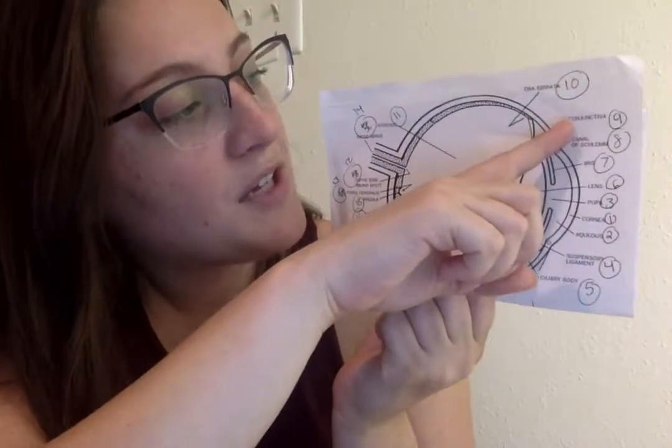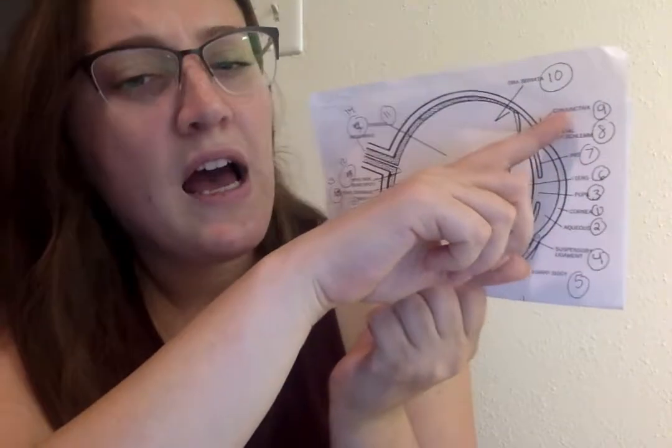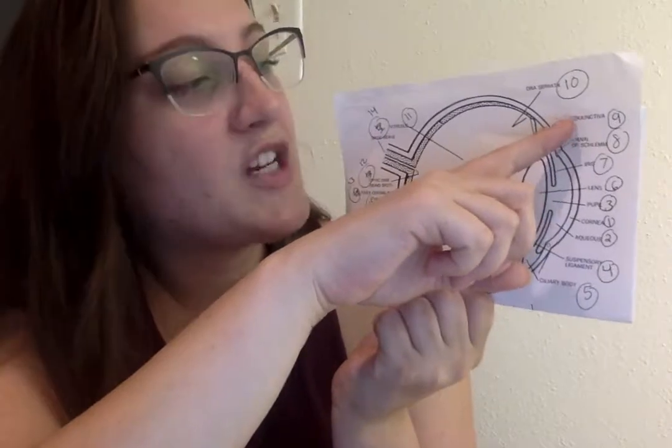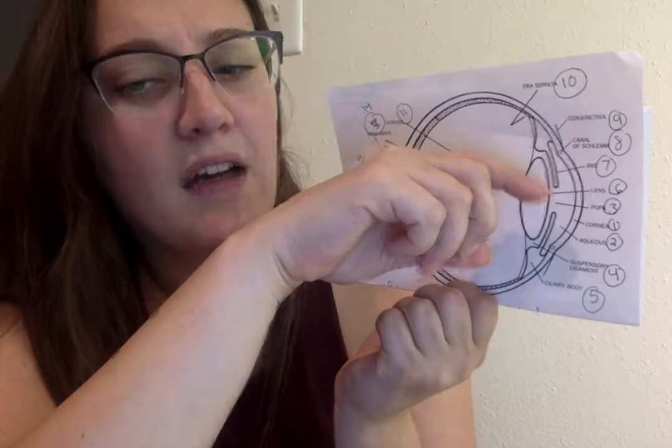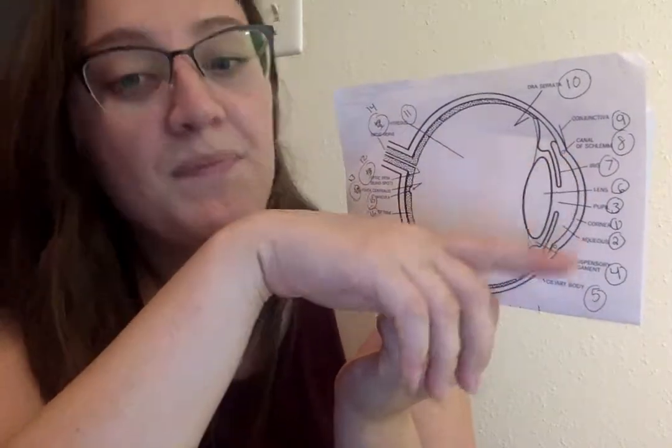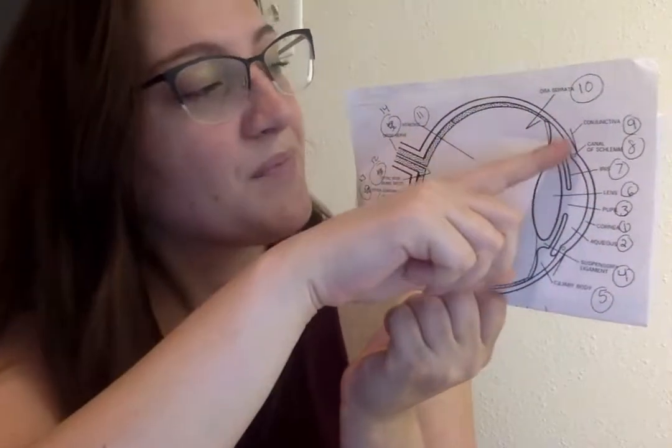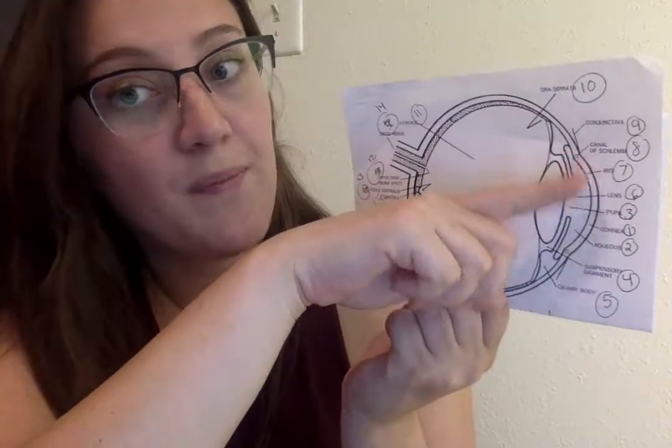Next we have the conjunctiva. The conjunctiva is a transparent membrane that we see here, and it covers the interior surfaces of the eyelids. It does not go over the cornea though.